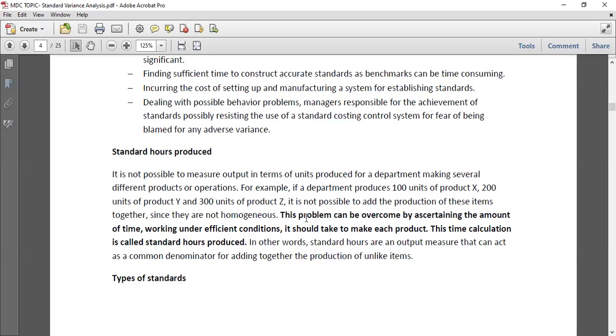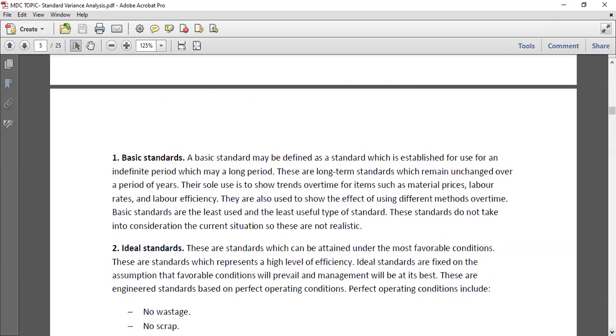So to overcome this, we shall add the hours instead. We shall add the hours or the time that it takes to actually make each of these products, and that calculation is called the standard hours produced. So that is what happens when we have non-homogeneous products, like this example we've been given. So we have the types of standards like I indicated.